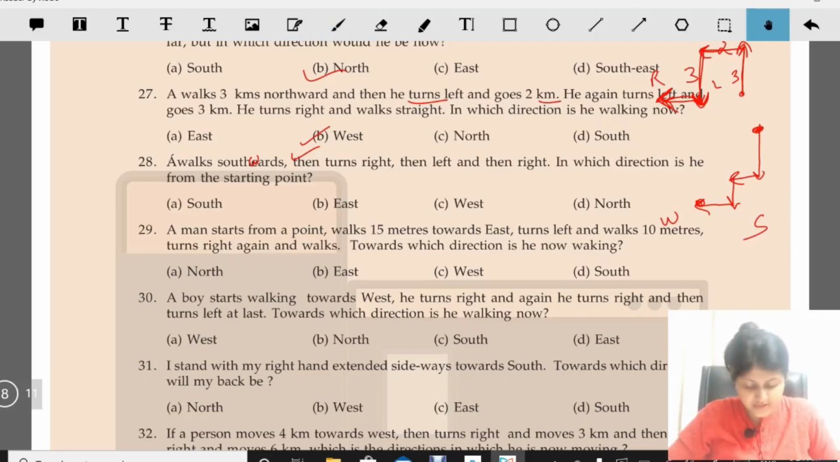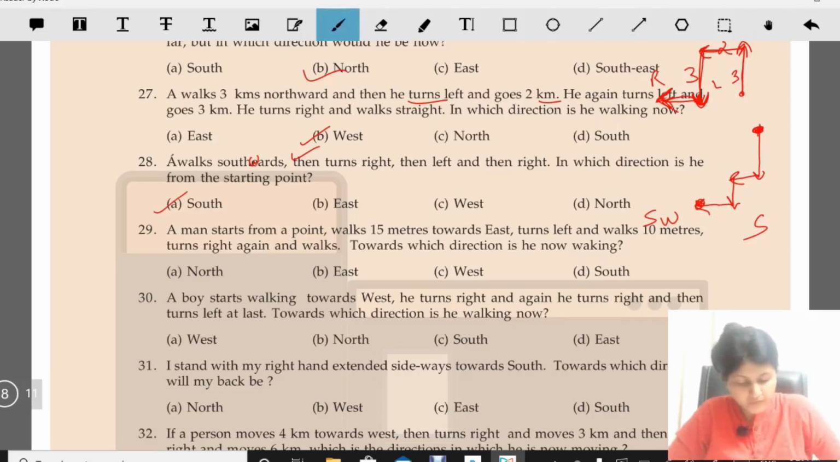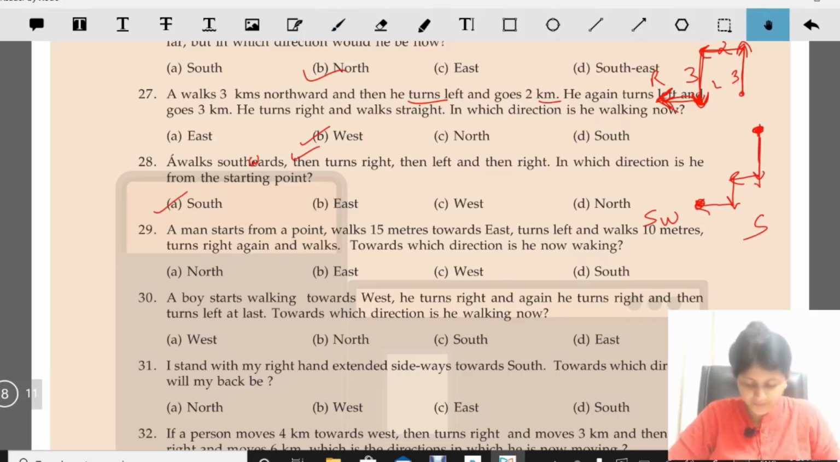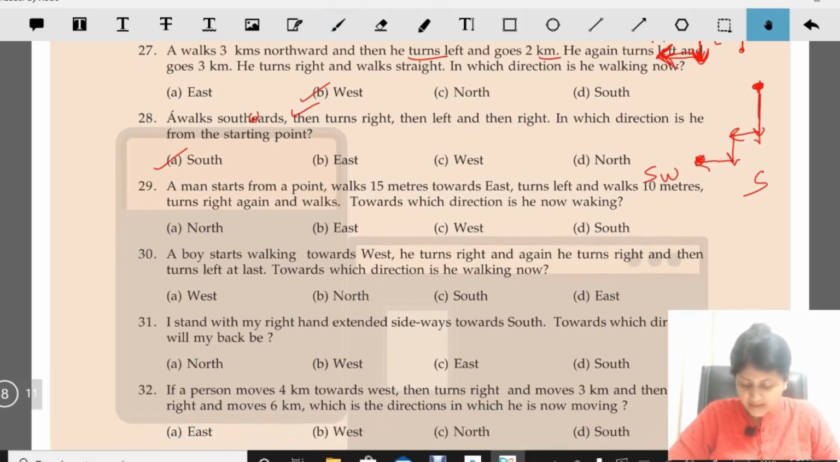I think there is some mistake. So there is no problem. In which direction is he from the starting point? Starting point is here. Actually he is in the southwest direction. But southwest is no option. So we will say south. Okay. So basically he is in the south from the starting point. Next, 29.